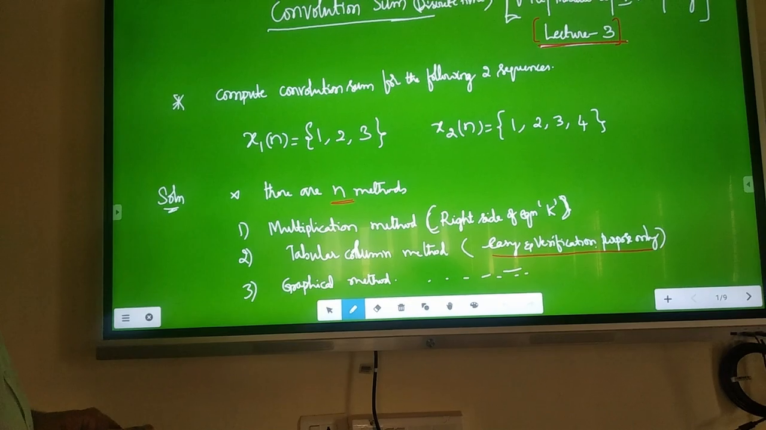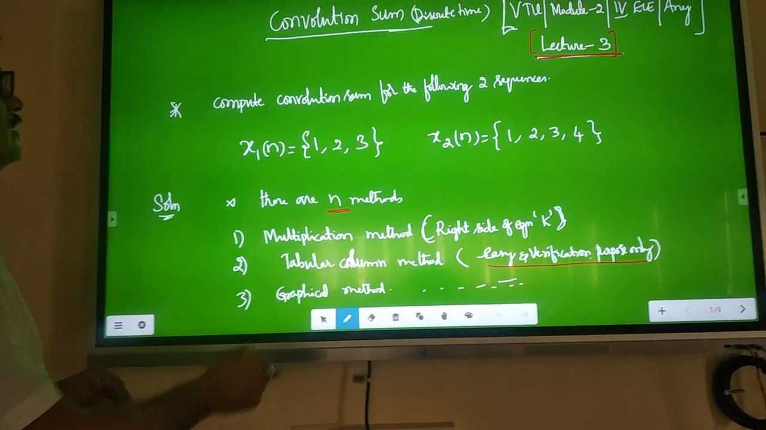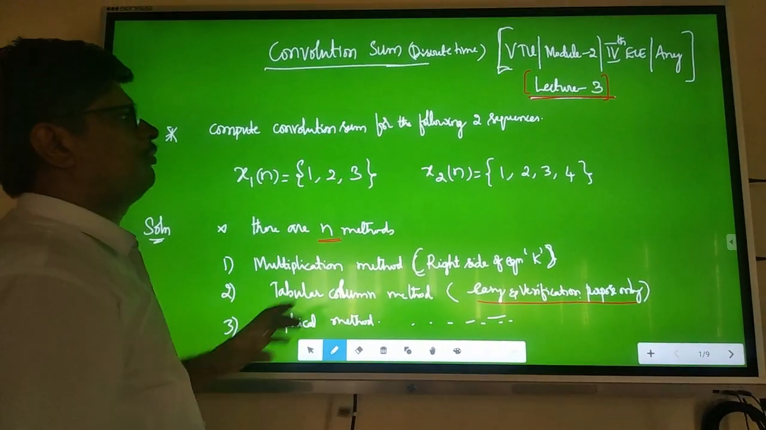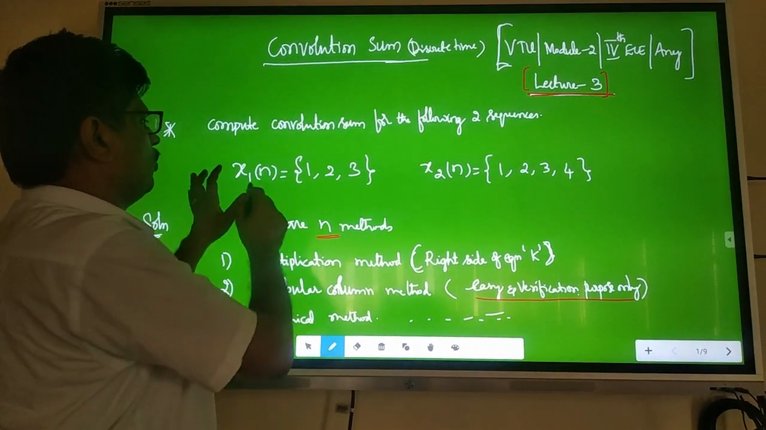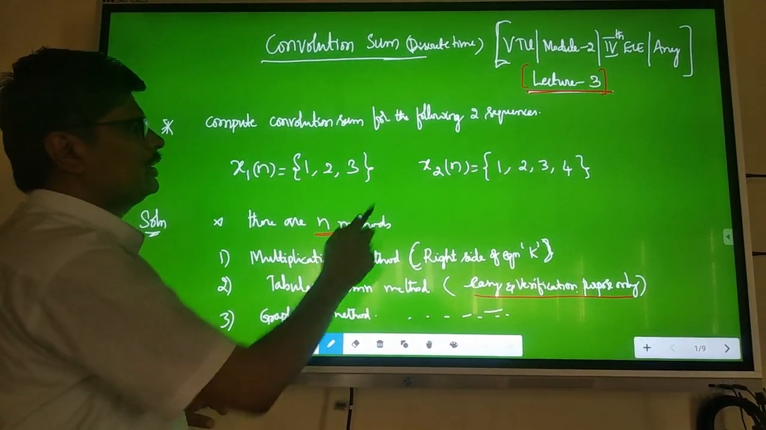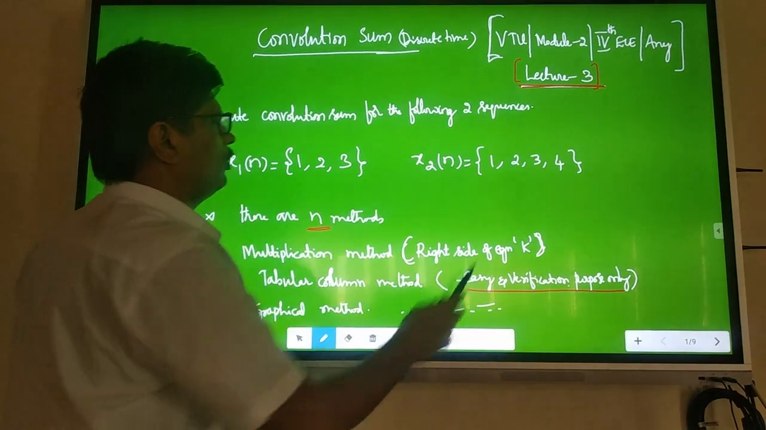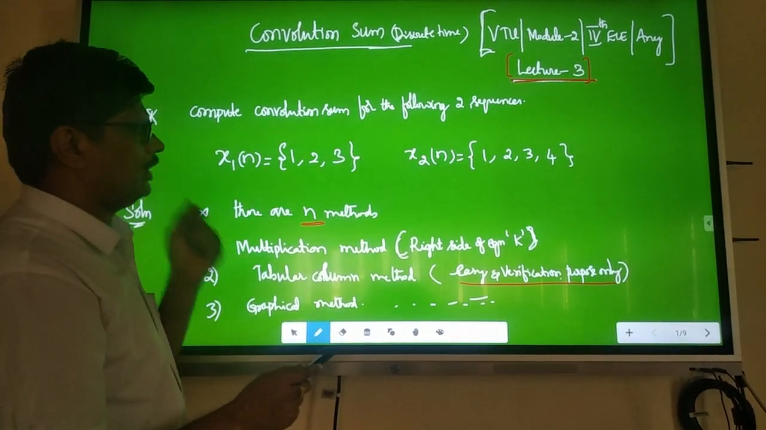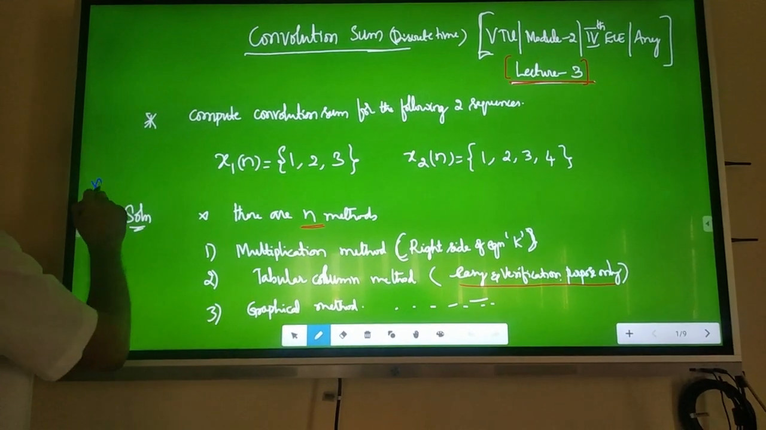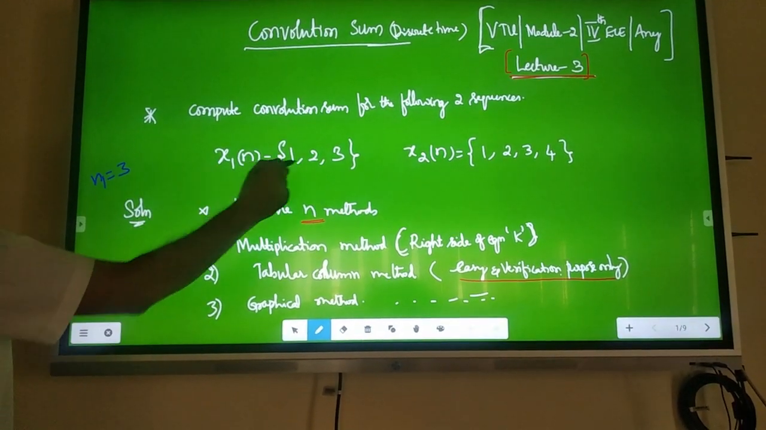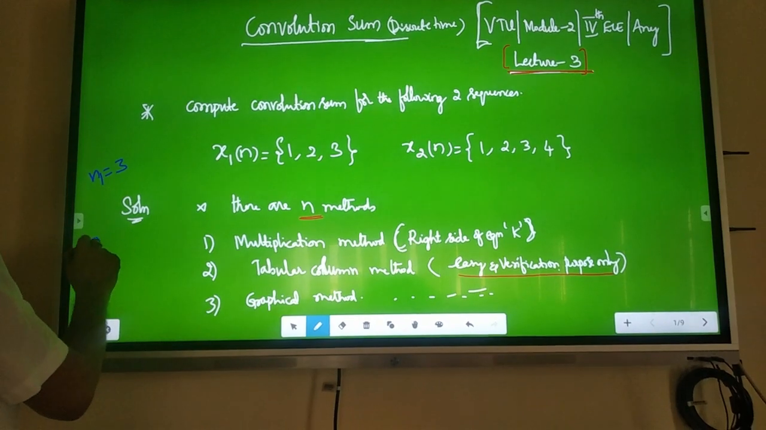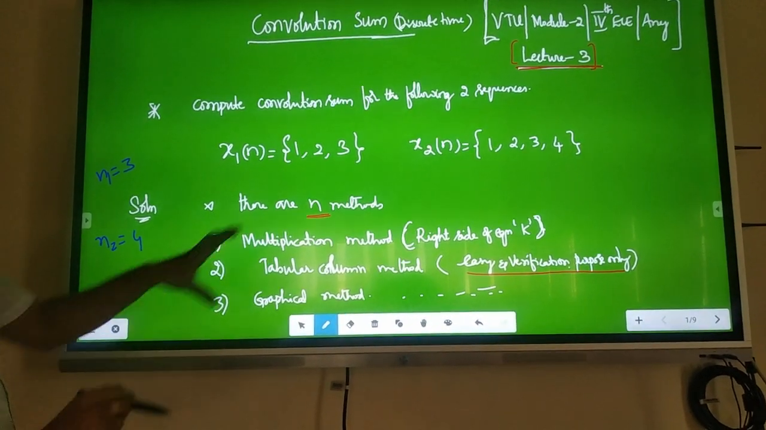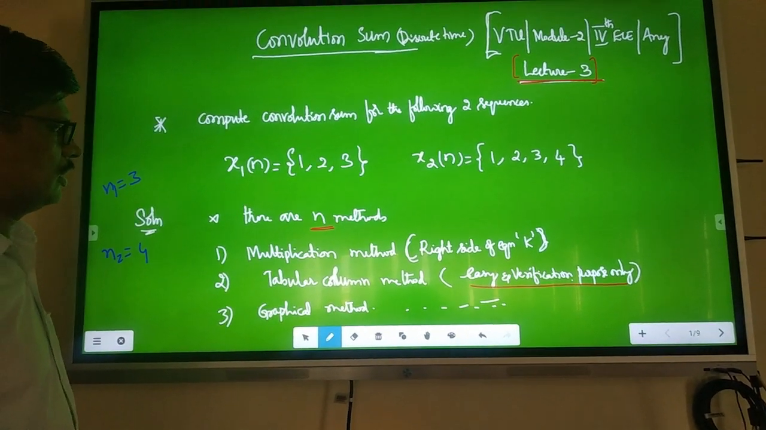Again, through a simple example we'll see this. Compute the convolution sum for the two sequences given: x1n is 1, 2, 3 and x2n is 1, 2, 3, 4. The length of n1 is 3, and the length of n2 is 4. These are the inputs.